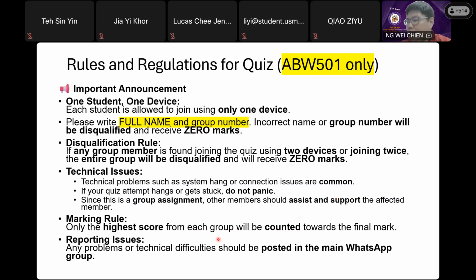In case there are any technical issues that you couldn't solve, please post in the main WhatsApp group. At least Dr. Aisha, me, and Dr. Teh can address your technical difficulties in the main WhatsApp group. So avoid sending personal messages, because when you post in the main WhatsApp group, all three of us can tackle your problems. If you are able to understand these very simple rules and regulations, can you please type 1 in the chat box?